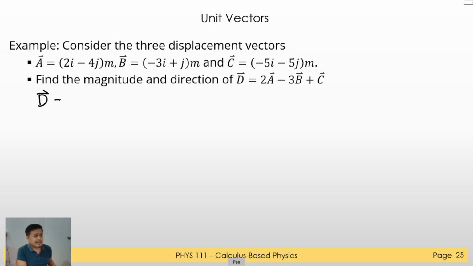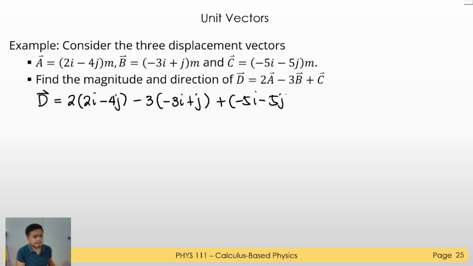So let's just substitute the values here. We have the given 3 vectors. So 2 times 2i minus 4j, and then we have minus 3 times negative 3i plus j, and then plus negative 5i minus 5j. Okay, so this is all in meters. Let's just write the units later. So distribute this 2 and this negative 3, and then we could add this later. Or what you could do, you could just do this directly.